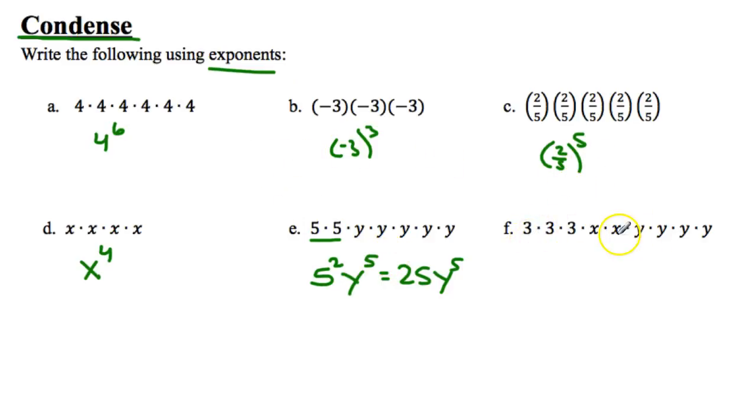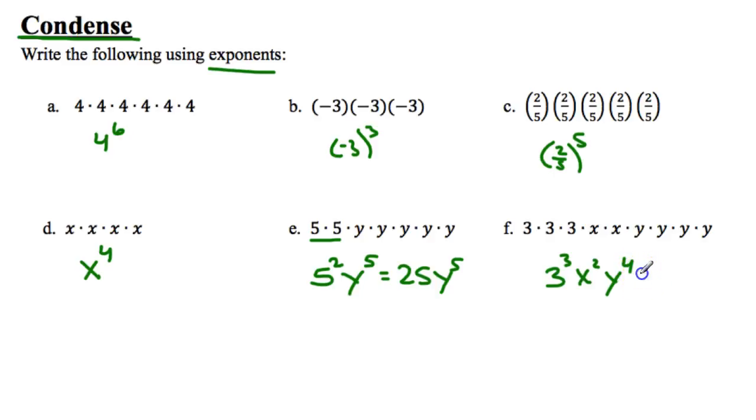Alright, the last one. We have letters and numbers again. So let's try this. We have 3 times 3 times 3. So that's 3 to the 3rd power. And then x times x, well that's x squared. And then y times y times y times y, that's y to the 4th power.